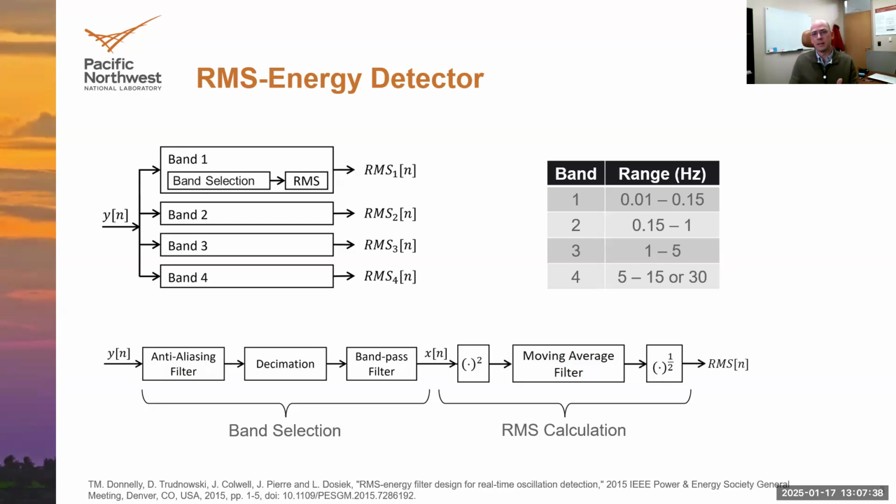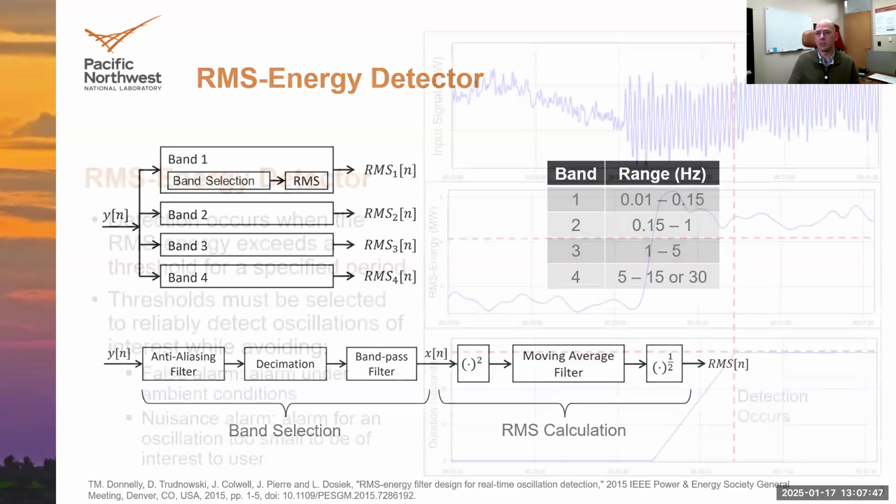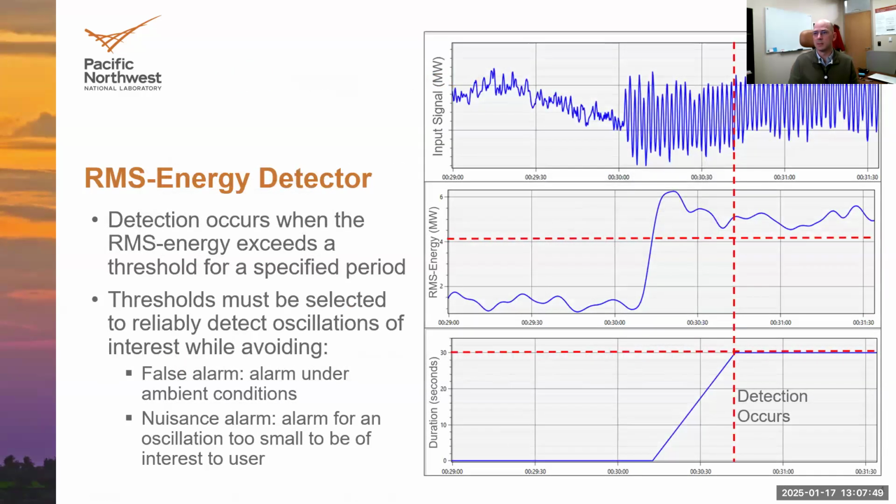So what comes out of the detector then is four RMS-Energy signals for each one of your megawatt signals, and you're comparing them against a threshold to determine when an oscillation is present. And that's what this is showing. In the top plot, we have the input data. This is a megawatt signal where I've added an oscillation midway through. And you see there's the dramatic increase in RMS energy. It goes above that threshold that I've set at about 4 megawatts.